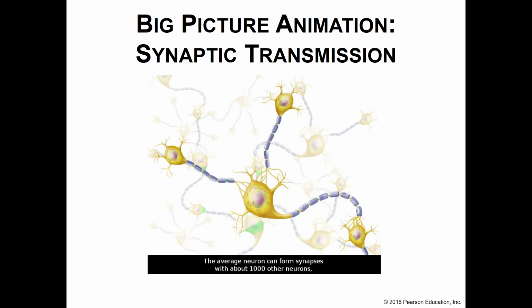The average neuron can form synapses with about 1,000 other neurons, thus forming a complex neural network. Chemical synapses provide the means for transmitting signals within that neural network. The strength of the signal varies depending on the amount of neurotransmitters released and the frequency of stimulation. The effect on the postsynaptic cell depends on the types of receptors present in the postsynaptic membrane.